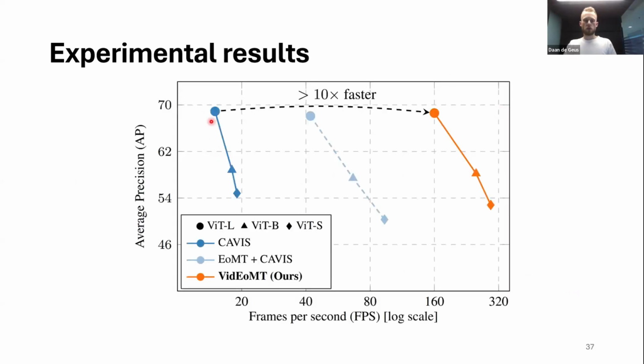Once again, we try this for different model sizes, and we see that consistently we are over 10 times faster than this baseline. The baseline operates roughly at 20 FPS, even for the small model. It's just bottlenecked by these components that we add on top of the backbone. Whereas for us, we can reach speeds on an NVIDIA H100 of 160 FPS up to 320 FPS. So this is really quite fast.